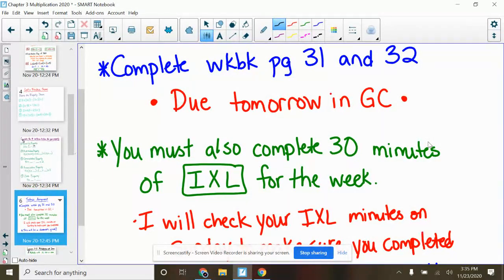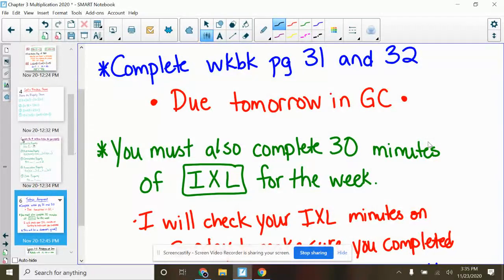And I know some of those are not school days. Some of those are actually holidays. I know you're going to be traveling and you're going to be with families. But if you took just 5 minutes a day, you only have to do 5 minutes a day. By Sunday, you would have 30 minutes finished.